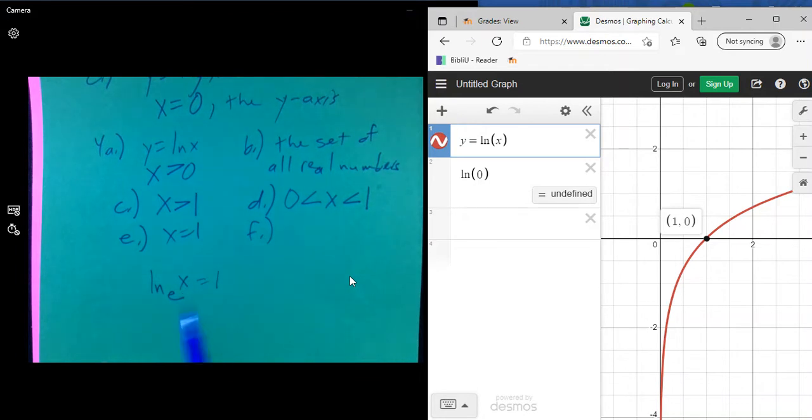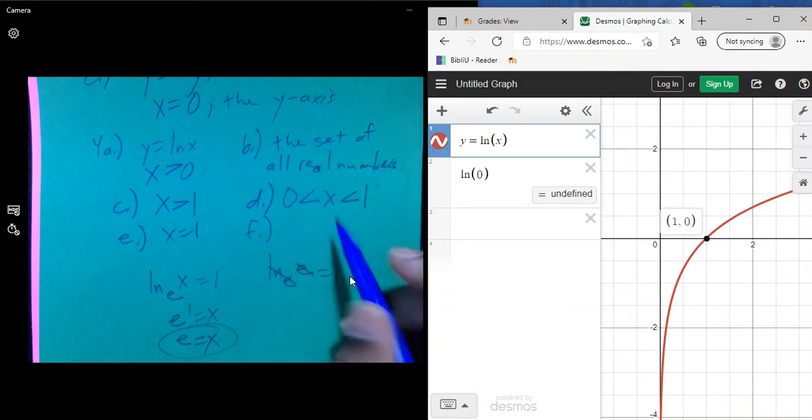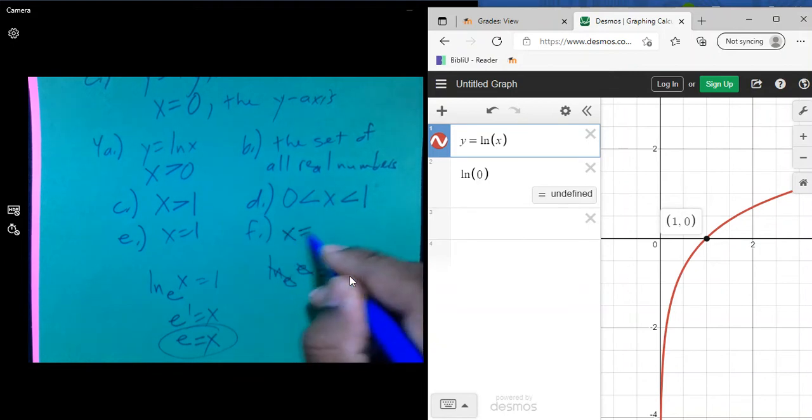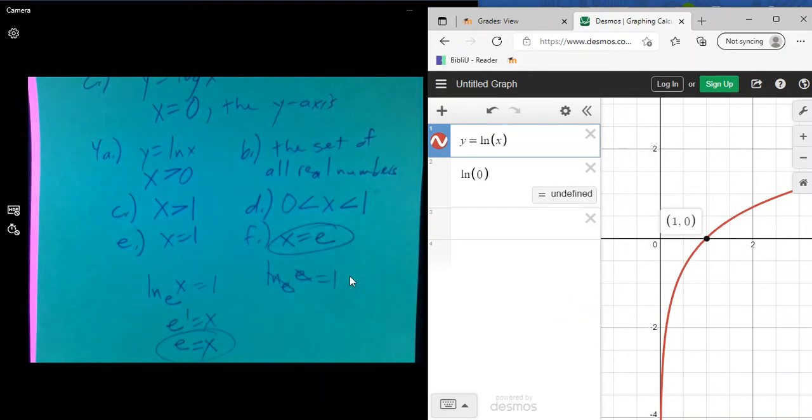But what I want to do is show you this here by rewriting this as an exponent. It'll be e to the first equal to x. E to the first is e, and it equals x. So that would be your final answer. Or you can remember, natural log with the same base simplifies out and equals 1. So your answer here would be x is equal to e. Okay, and that concludes sections 3.8 and 3.9.